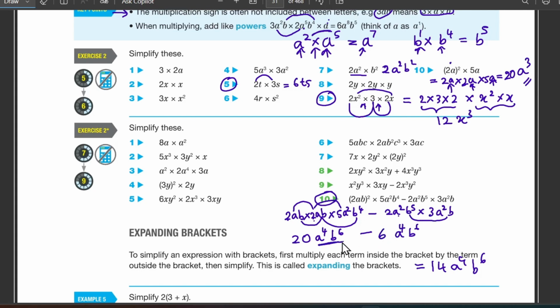Now you can see these are like terms. Now we can simplify. 20 minus 6 is 14, a to the power 4, b to the power 6. What is the answer?